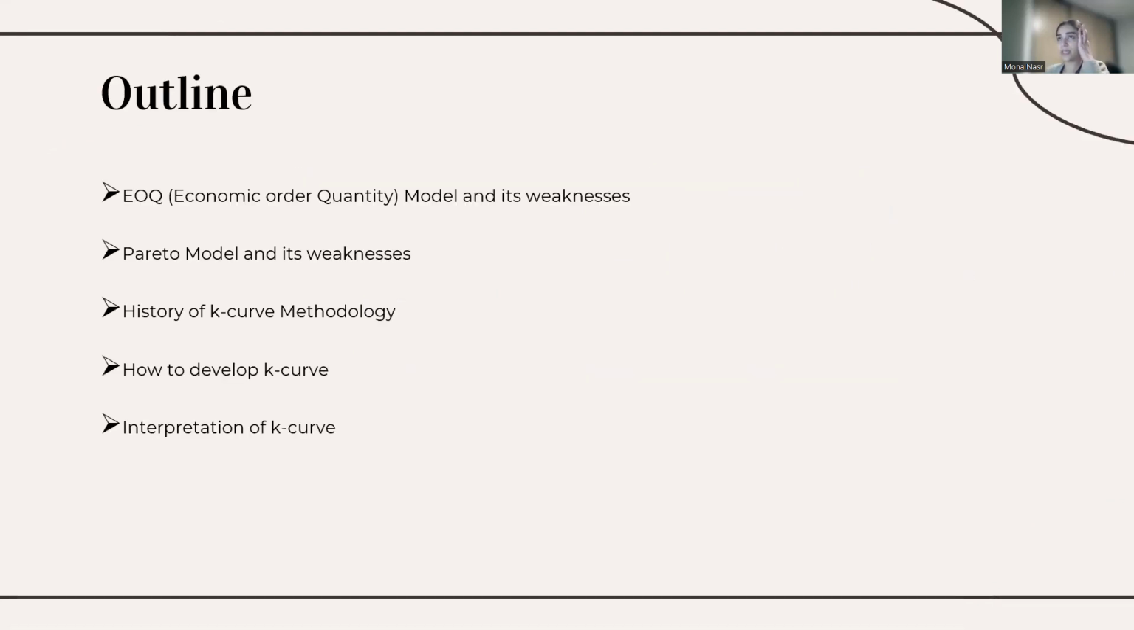As you can see in today's presentation outline, I'll provide a brief explanation of the EOQ model and its weaknesses, and the Pareto model and its weaknesses. Then I will explain the history of the K-curve methodology and how to develop it. To conclude, I will give a brief explanation of the interpretation of the K-curve.